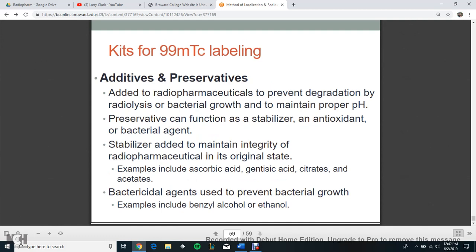Kits for technetium-99m labeling: additives and preservatives. Added to the radiopharmaceuticals to prevent degradation by radiolysis or bacterial growth and to maintain a proper pH. Preservatives can function as a stabilizer, antioxidant, or bacteriostatic agent. Stabilizers are added to maintain the integrity of the radiopharmaceutical in its original state. Examples include ascorbic acid, gentisic acid, citrates, and acetates. Bacteriostatic agents are used to prevent bacterial growth. Examples include benzyl alcohol or ethanol.